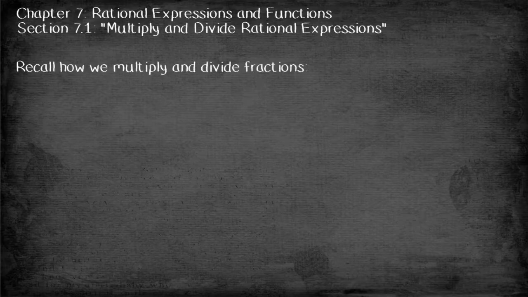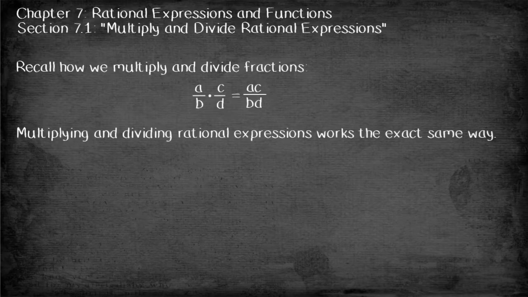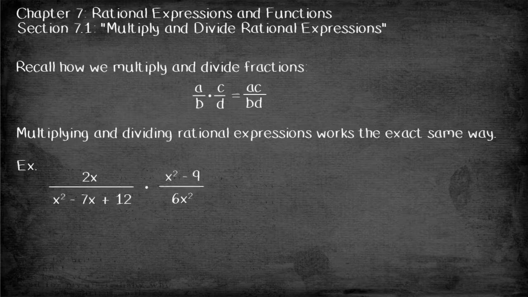For multiplying and dividing fractions, we know that those are the easier operations to do because we don't need a common denominator. So to multiply fractions, you just multiply the numerators and denominators together, and then simplify. Multiplying and dividing rational expressions is going to work the exact same way. So let's look at an example. We just multiply straight across, so the numerator times the denominator.